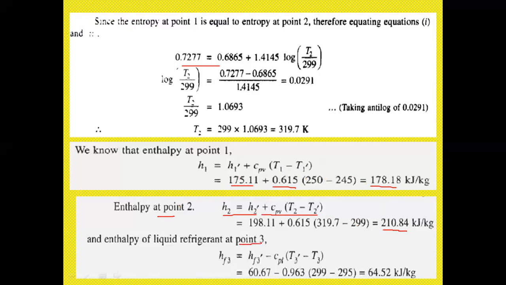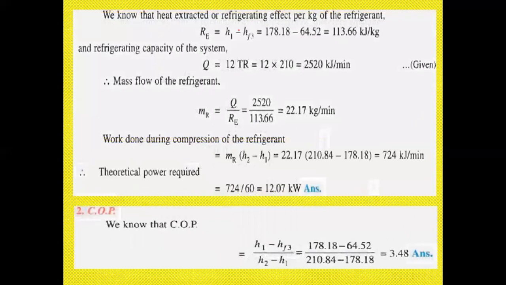Now the enthalpy of the liquid refrigerant at point 3, HF3 is equal to HF3 dash minus CP into T3 dash minus T3. So this is the value we have got. Now the heat extracted, the refrigerating effect per kg of the refrigerant. Therefore the refrigerating effect RE is equal to H1 minus HF3, that is equal to 178 minus 64, that is equal to 113.66.